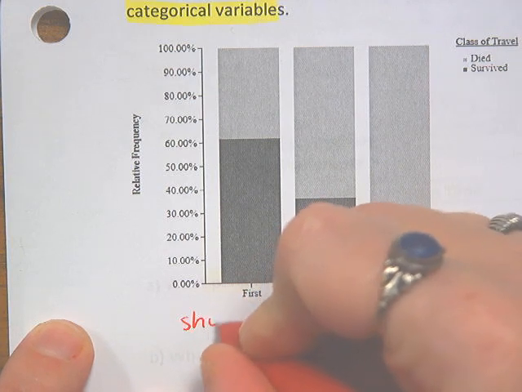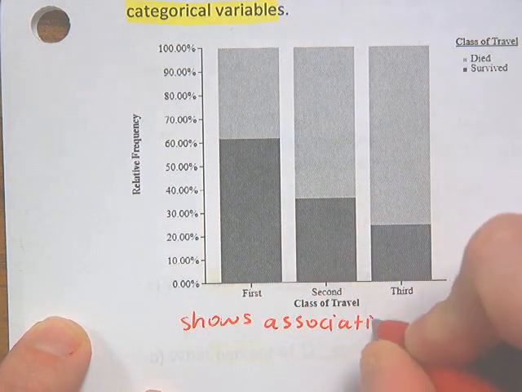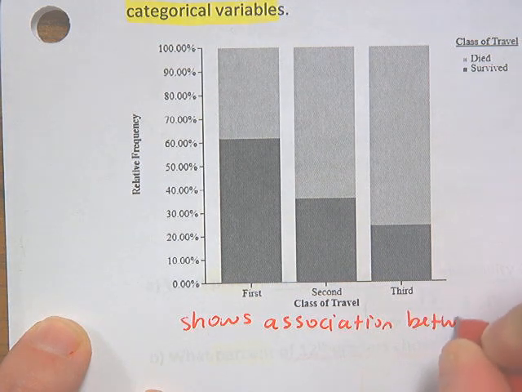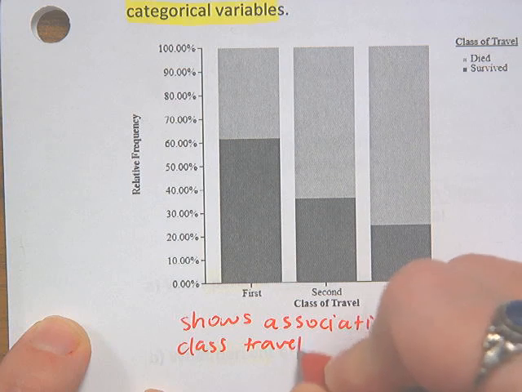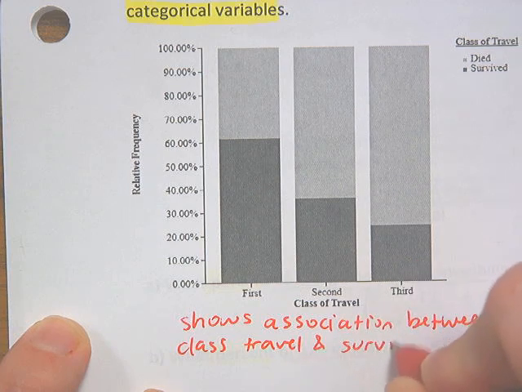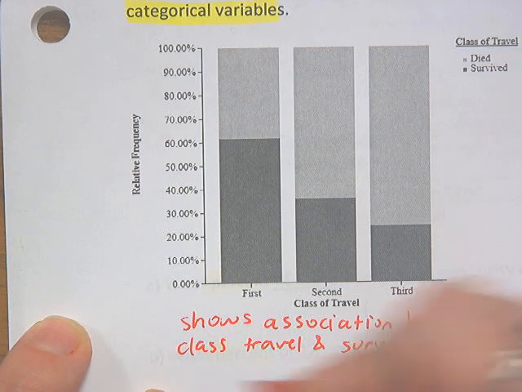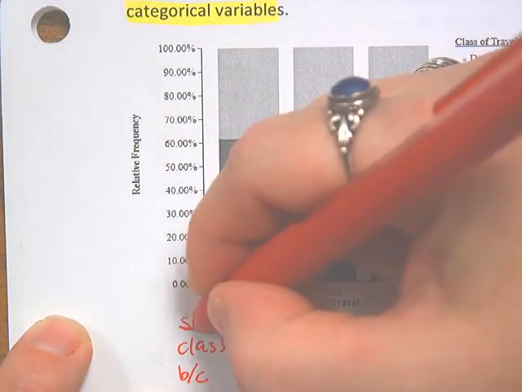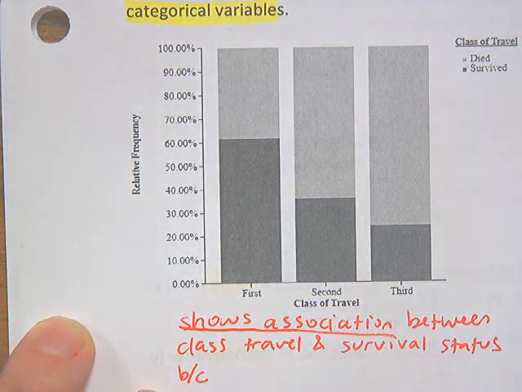I want you to write shows association between class travel and survival status, because the segments are uneven.